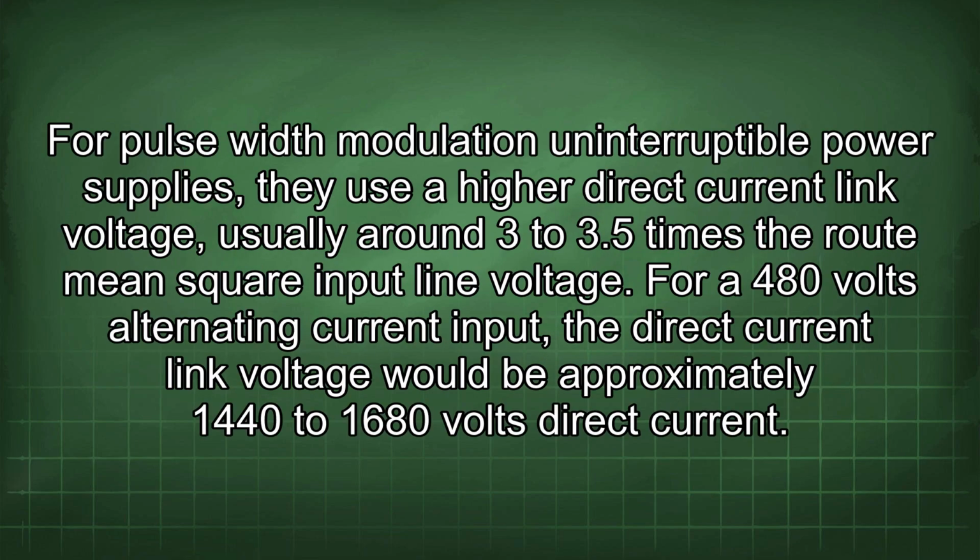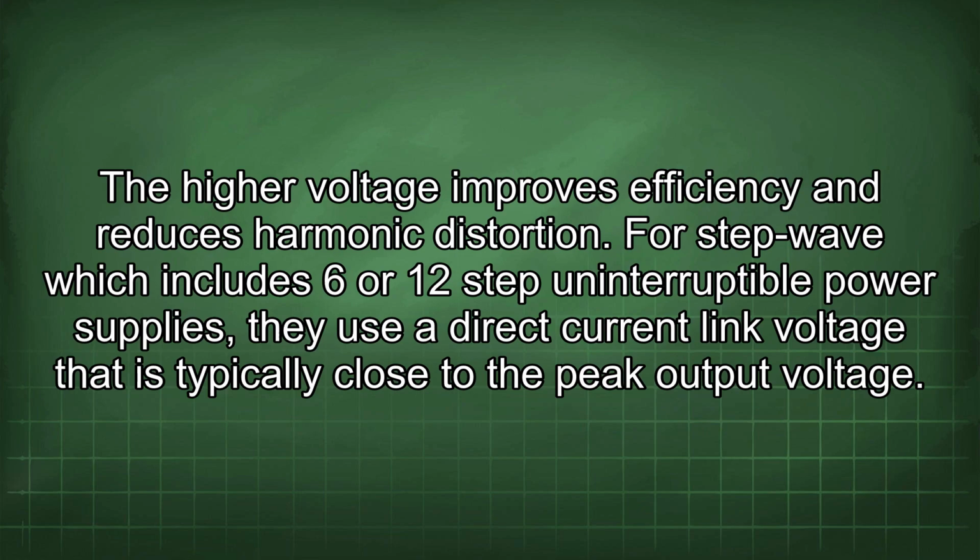For pulse width modulation uninterruptible power supplies, they use a higher direct current link voltage, usually around 3 to 3.5 times the root mean square input line voltage. For a 480 volts alternating current input, the direct current link voltage would be approximately 1440 to 1680 volts direct current. The higher voltage improves efficiency and reduces harmonic distortion.